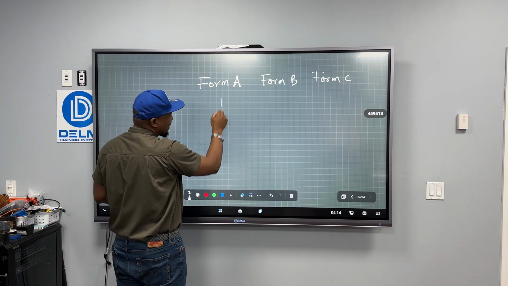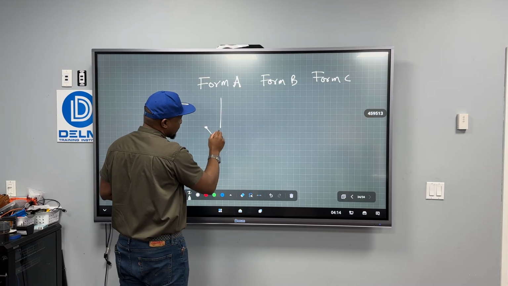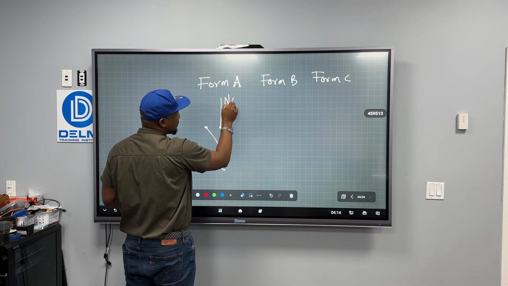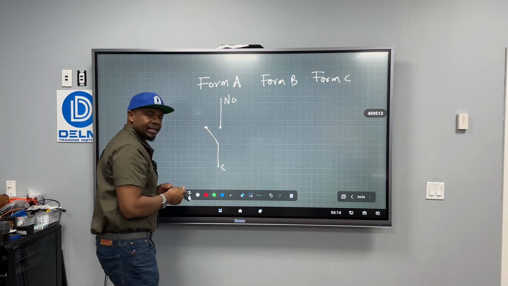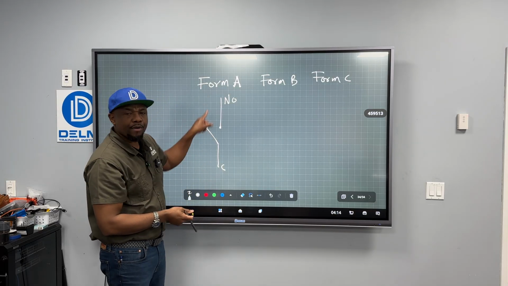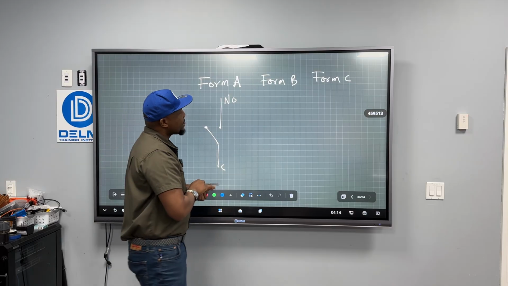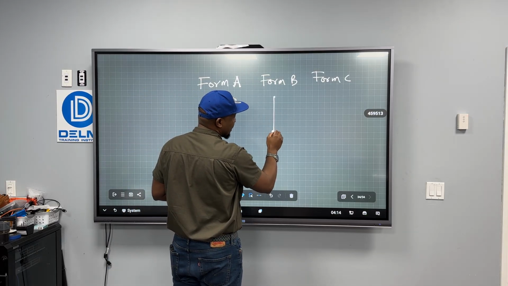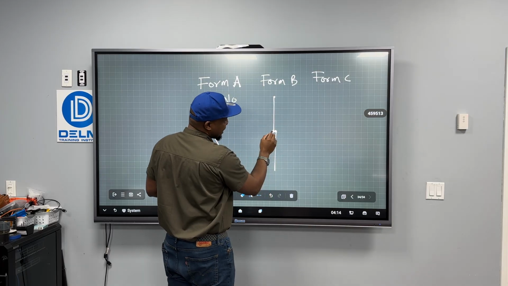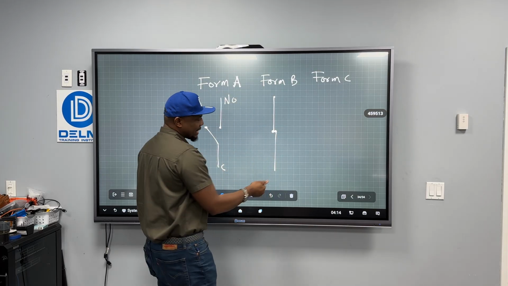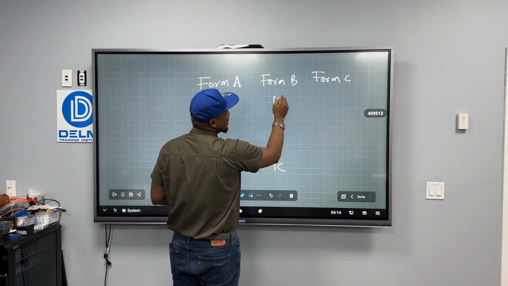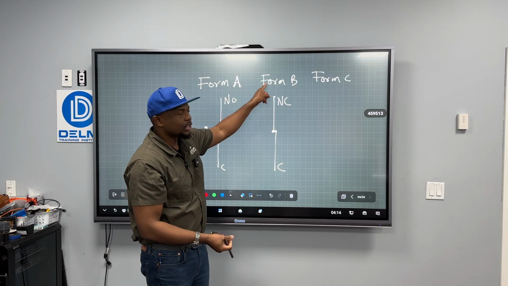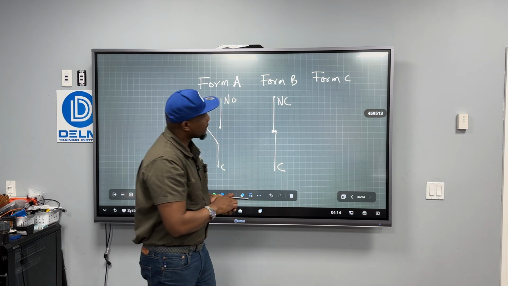So definitely if I have a switch like this, this is the common, this is the normally open. Because this is open, that tells me this is a form A type of switch. Then when I go here, because these two are touching, that is closed. So this is a normally closed switch, and as a result, it's known as a form B switch.